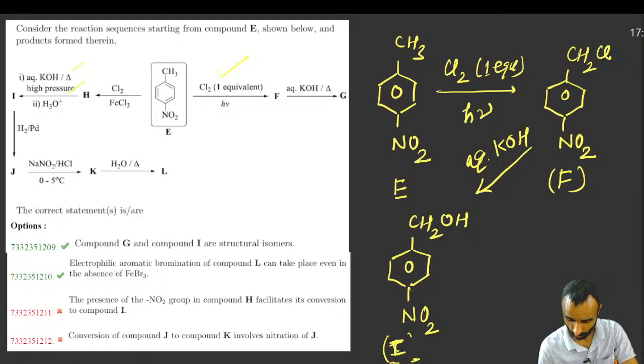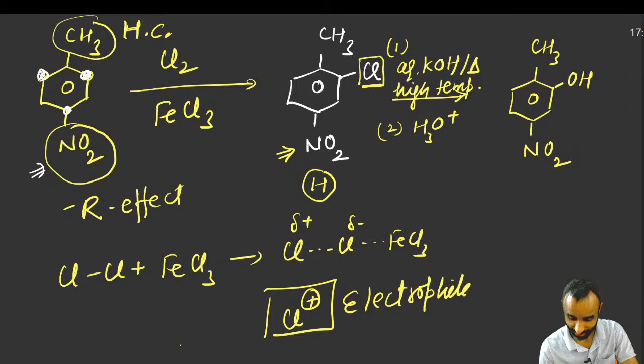Where is that product? Okay, okay. This is G only. Did I write it somewhere else? Okay, this is I. Okay, this is I, right?